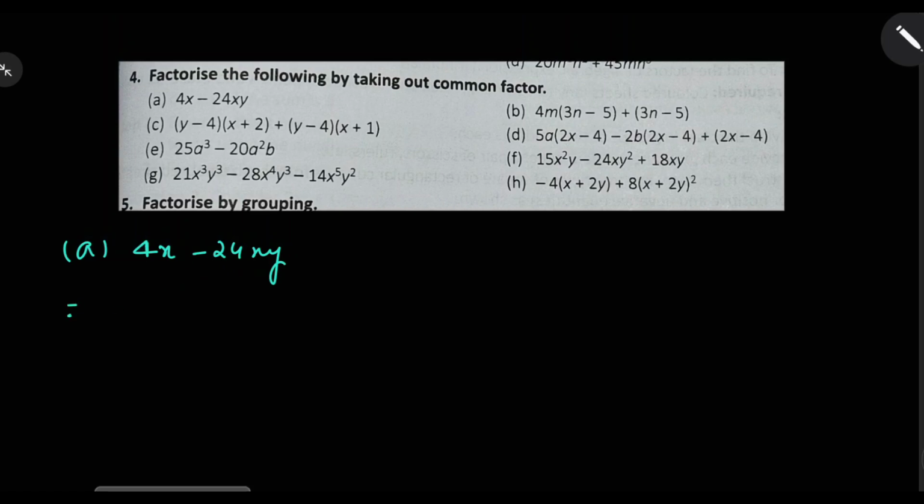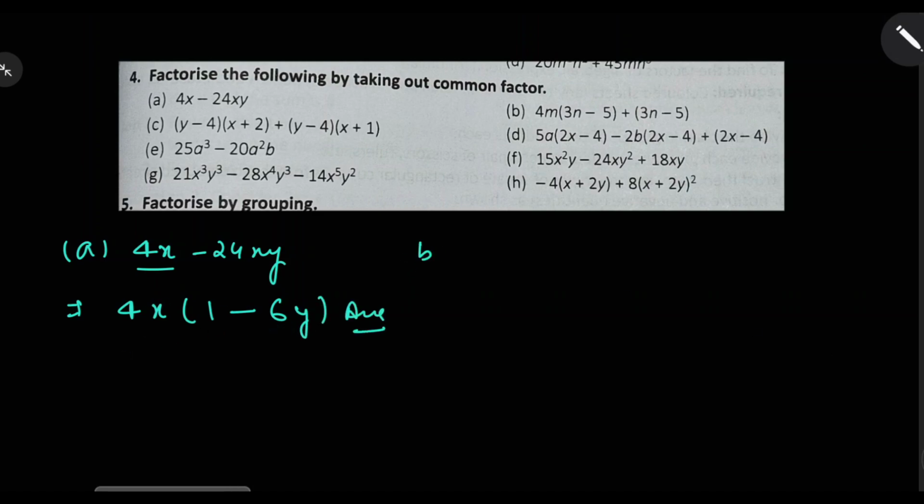So in these two terms, what is the common factor? 4x. Here we are left with 1, and minus, 6 fours are 24. So here we got 6, and x is taken out. So what are we left with? 6y. So this is our answer.